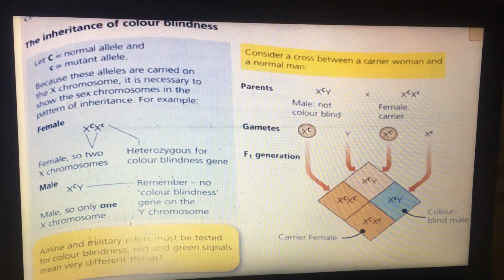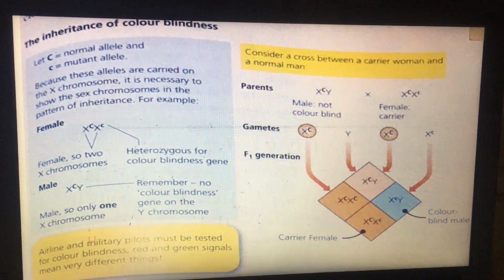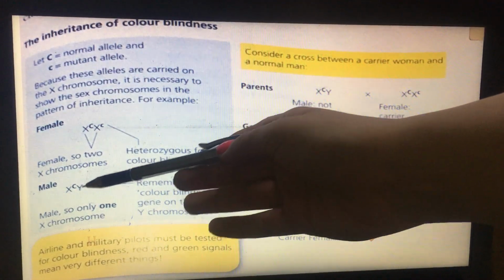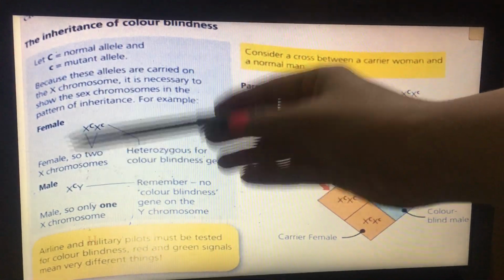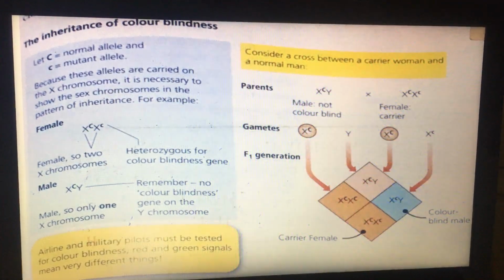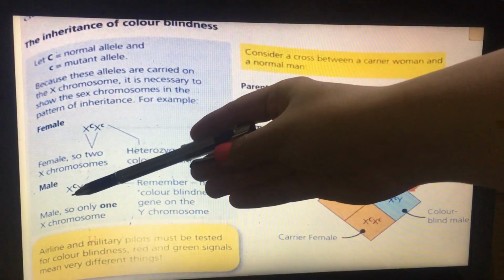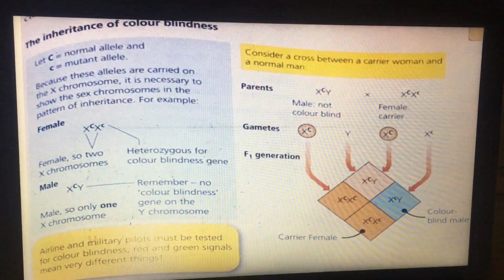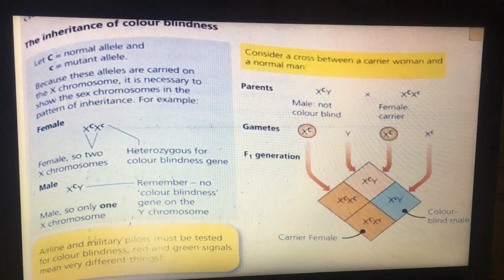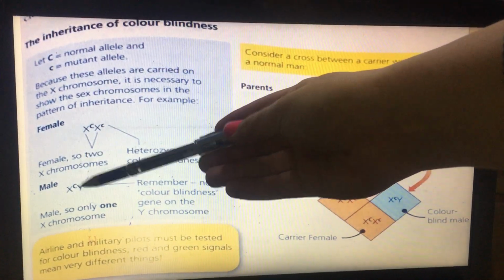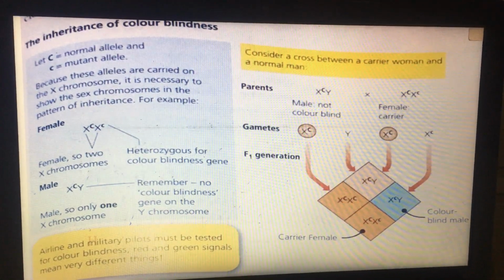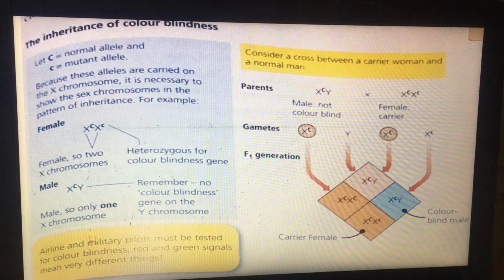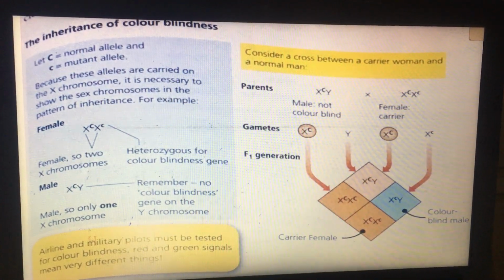What about the male? The male also has X and Y. We say that the presence of Y is only to tell us that he is male, and X carries the gene for color blindness. So this male has C capital. So this male is not color blind, because he carries the normal allele.